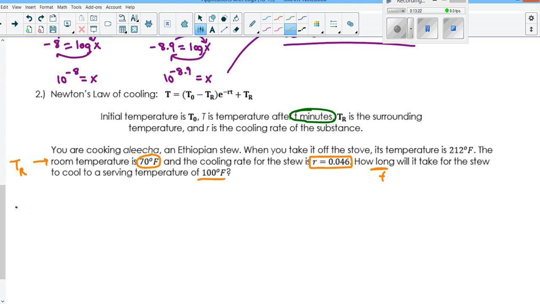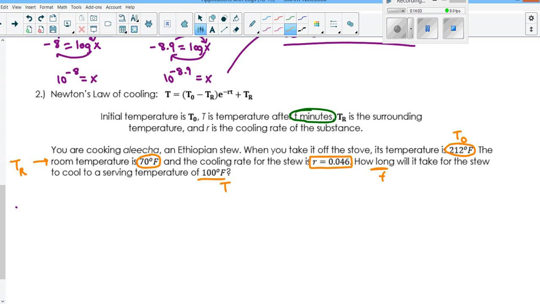Okay, so that helps me fill in a lot of questions. When it says how long will it take for it to reach a serving temperature of 100 degrees, that is your capital T. That's the T right here, where it says T is the temperature after t minutes. So that means time has gone by and I want it to reach 100. The one that we haven't filled in yet is T sub 0, which means that must be this. So process of elimination is good when you have this many variables to substitute in for. And that's the T sub 0 because that was the temperature, and we want it to cool down to 100. So that's the initial, and this right here is the end.